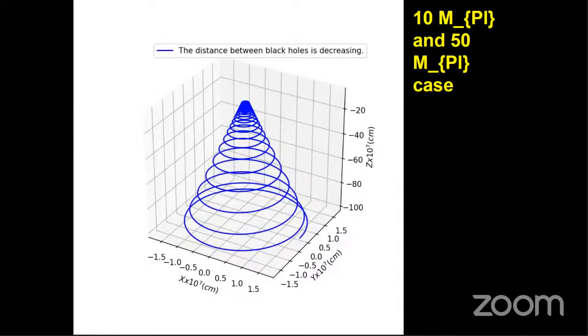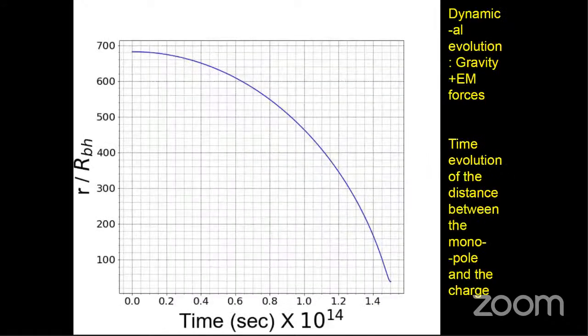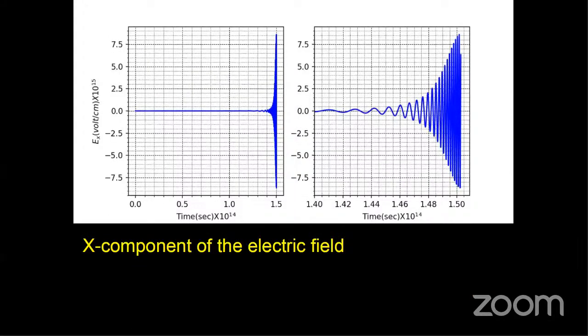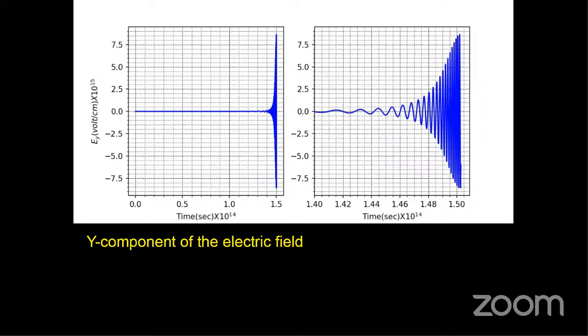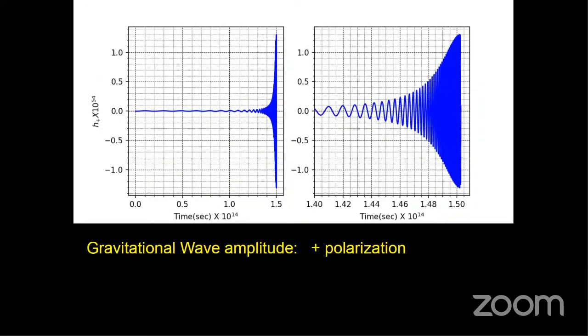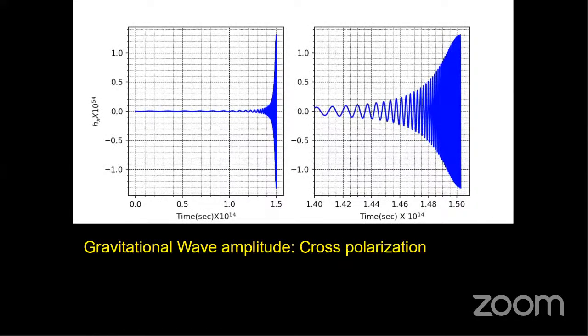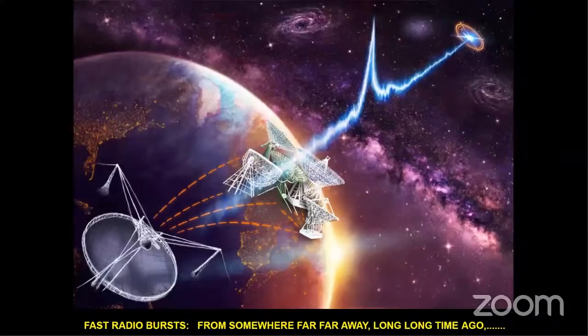We will skip two or three slides now. Okay. Now, let's skip this also. X component of electric field. Let's skip this. Okay. Then gravitational wave amplitude. Let's skip that too. Cross polarization. Now we are here, fast radio bursts. Yes, that's where I would like to come. Okay. Can you see the screen? Yes, there's the one.